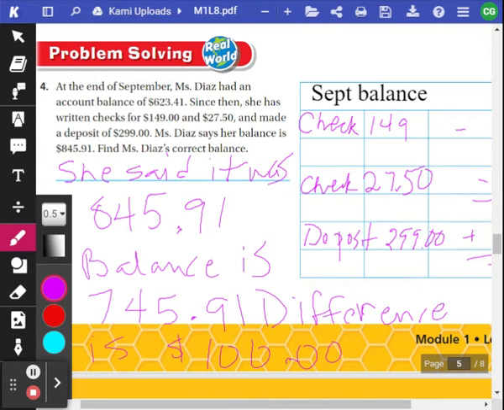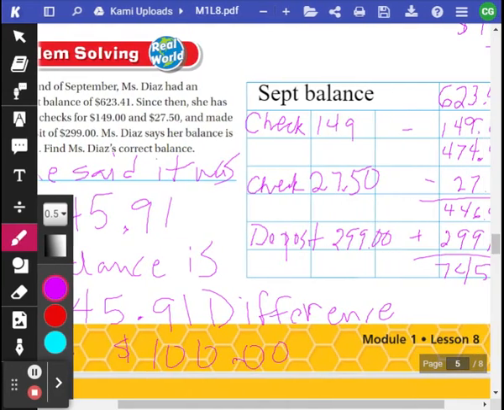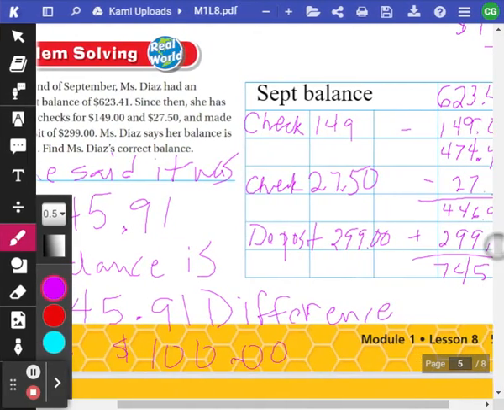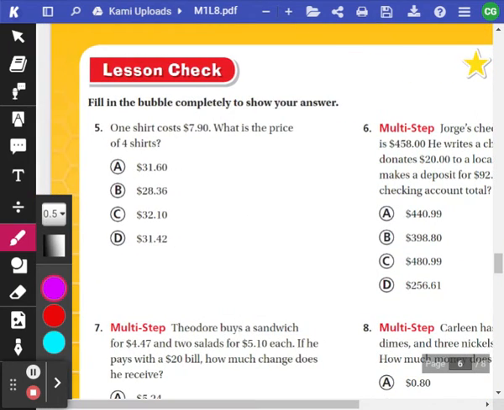Now let's go ahead and move over to the next page. Let's see, is this going to take me down? Do I need to go across? There we go. One shirt costs $7.90. What is the price of 4 shirts?